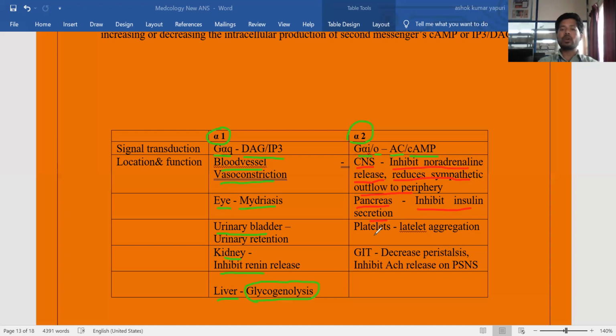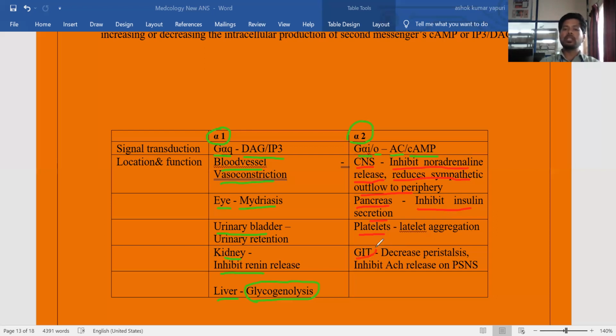The effect of alpha-2 receptors on the platelets is aggregation of the platelets. When alpha-2 receptors are stimulated, it promotes platelet aggregation.